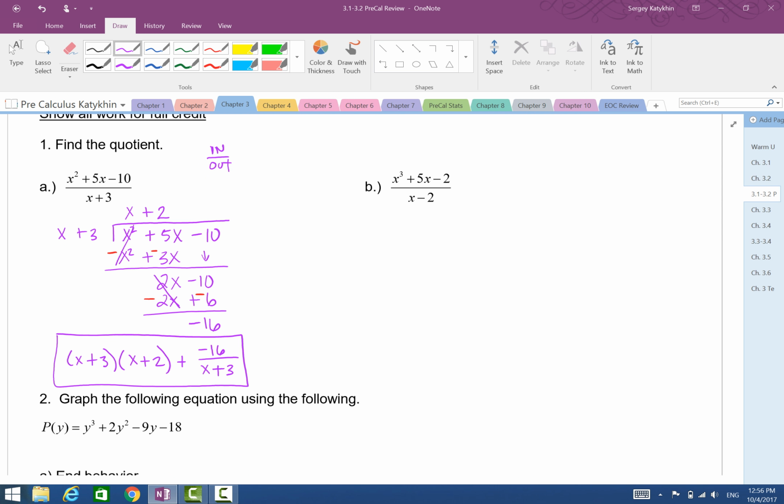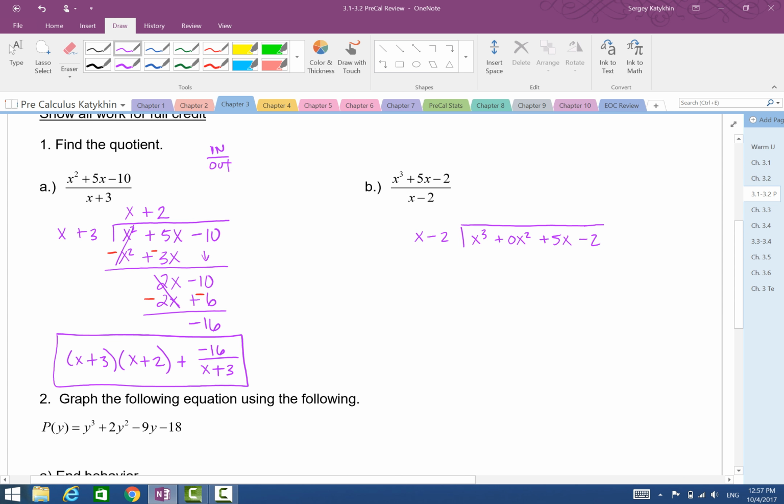Let's look at letter B. Same concept. We'll start with our denominator, which is going to be on the outside, so it'll be x minus 2. On the inside, we have x to the third. Now, however, notice we are missing x squared, so we're going to add a 0x squared. Then we do have plus 5x, and then minus 2, which is our constant.